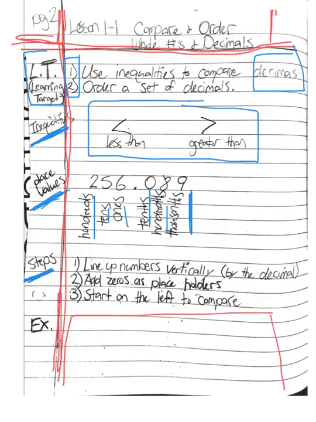Number 1, line up numbers vertically. And we're going to line them up by the decimal. Number 2, we're going to add zeros as a placeholder. And I'll show you exactly what that means if you don't understand what that means right now. And then number 3, start on the left. So we're going to work left to right to compare the numbers.